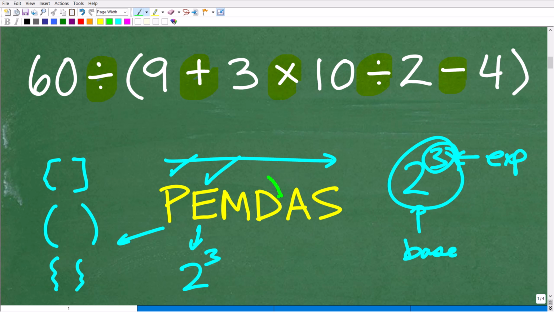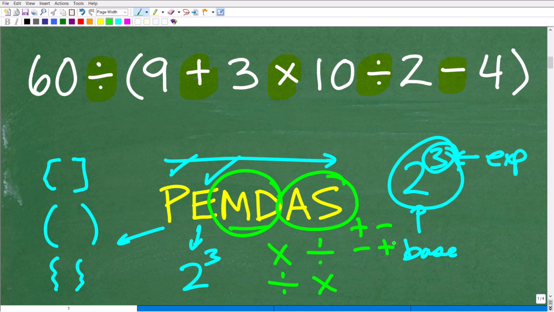At this point, this is really two groups. The next step is multiplication or division, whichever you see first from left to right. So if you see multiplication and then division, you're going to do it this way. If you see division, then multiplication, you'll do it this way, because division is what we see first from left to right. And addition and subtraction work the same way.